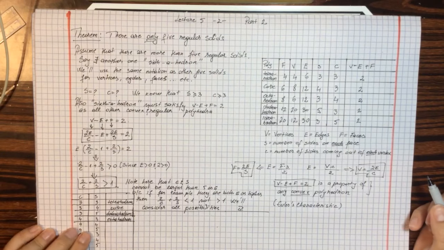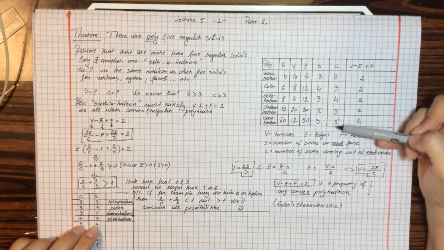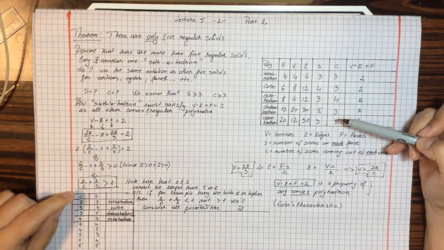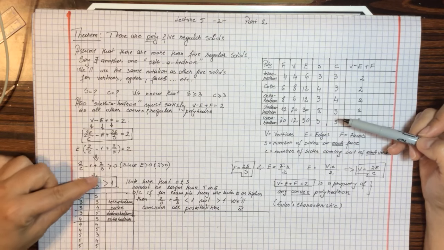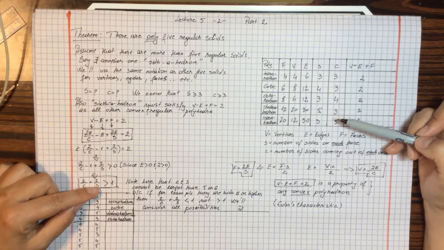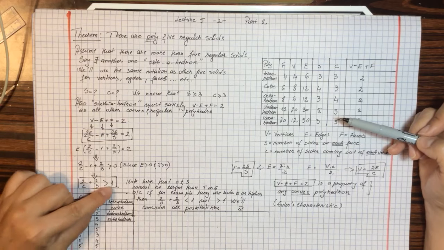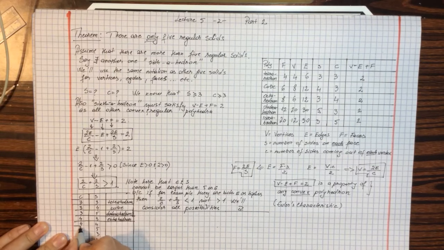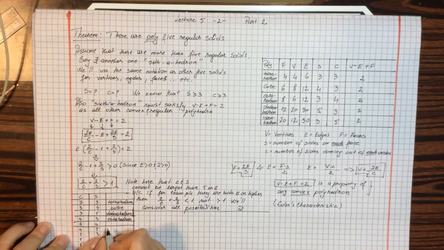So what about a combination 4, 4? I don't have a 4 and 4 here, but if I was to plug 4 here and 4 here, I will have 2 over 4 plus 2 over 4, or 4 over 4, and 4 over 4 is equal to 1, not greater than 1. So this is not a possible combination, so I will write impossible.